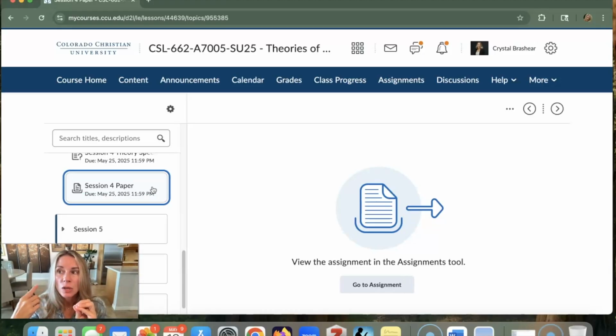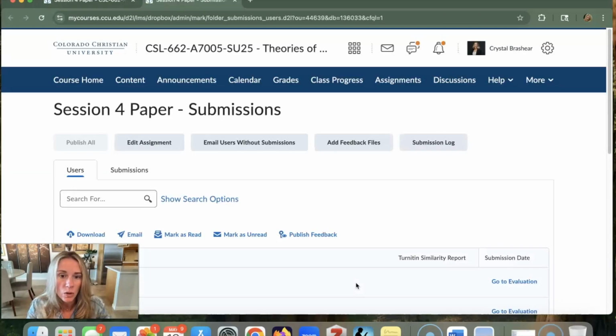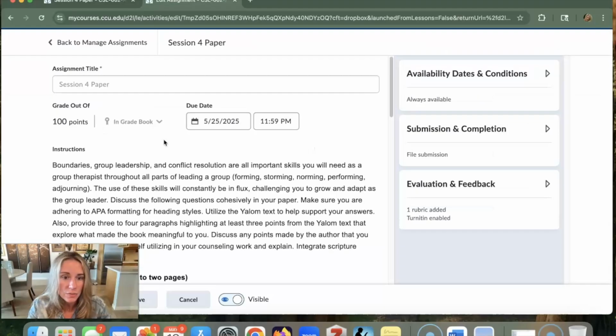This will be due Sunday before midnight Mountain Standard Time, the end of session 4. And it is sort of your big assignment for this course, other than participating in group experiences as a group member. This is the big assignment. So let's go take a look at what it actually entails.